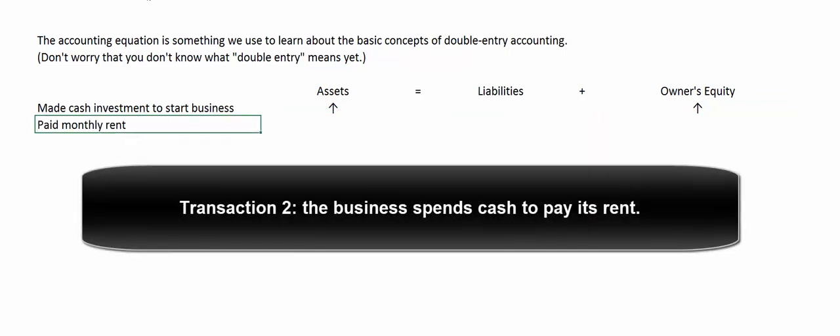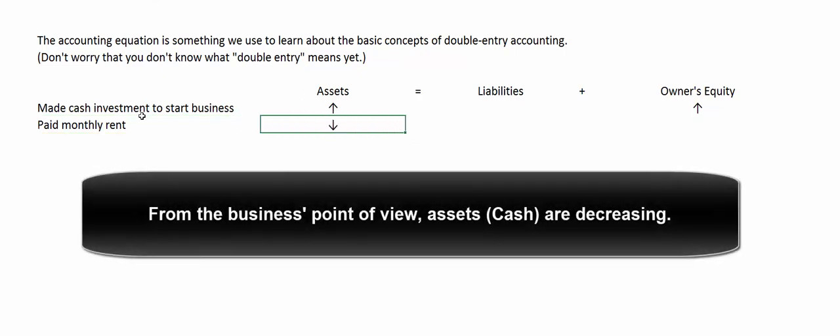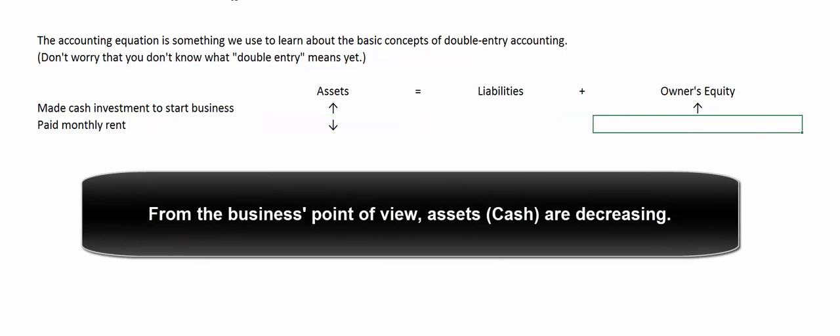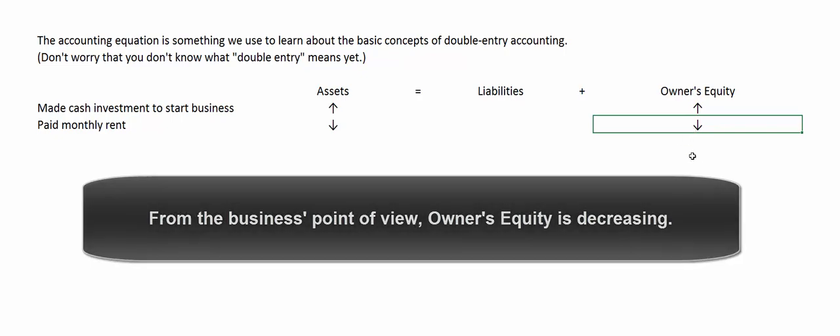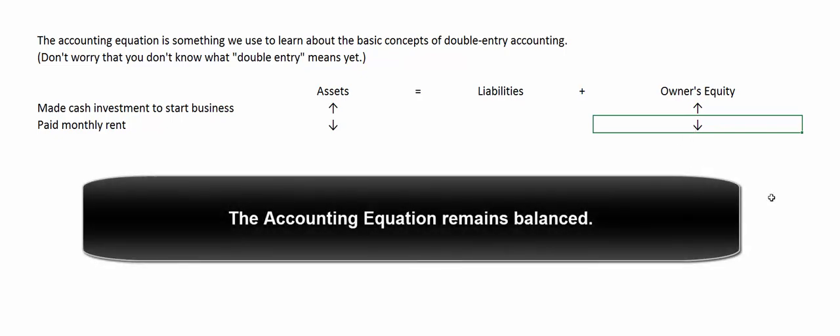Let's take a look at another transaction. We pay the monthly rent. Well, what's happening to assets? Assets are going down because we're paying cash out. What's happening to liabilities? Nothing. What's happening to owner's equity? It's going down. So in both these transactions, assets go up and owner's equity goes up, assets go down and owner's equity goes down, so our accounting equation stays in balance.